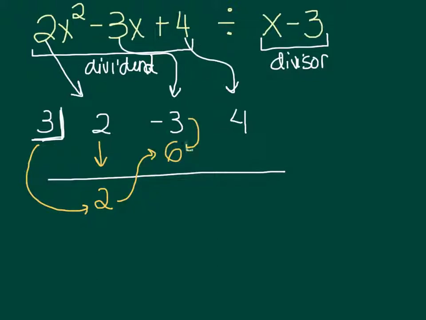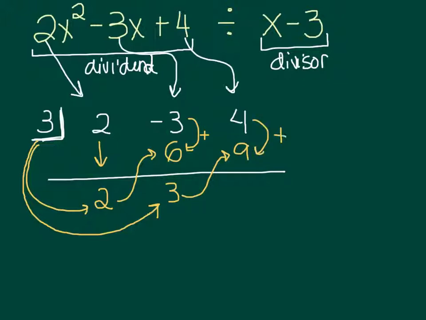Now I add these two numbers. So negative 3 plus 6 is a positive 3. And then I repeat the process. So I go back to my positive 3 from the divisor, and I multiply it now with 3, and I put my answer now below this 4. So 3 times 3 is 9, and then I add these two, so I get a 13. Now I'm going to put a bubble around this, and you'll see why in a moment.